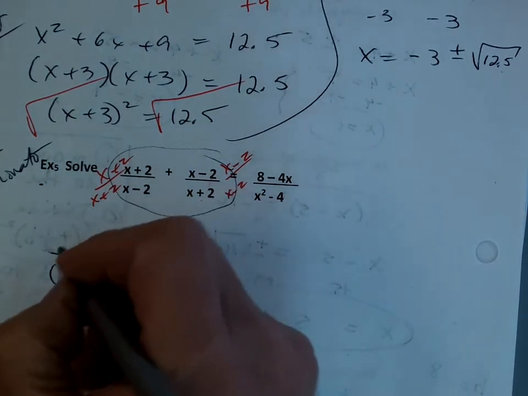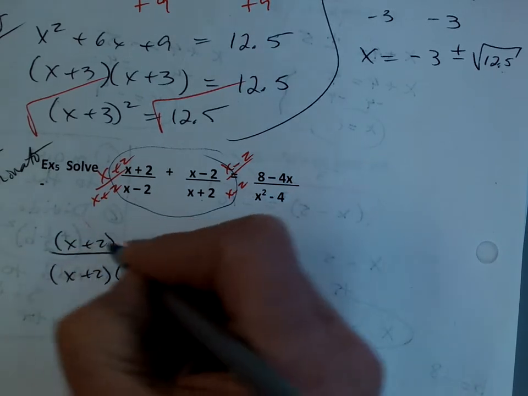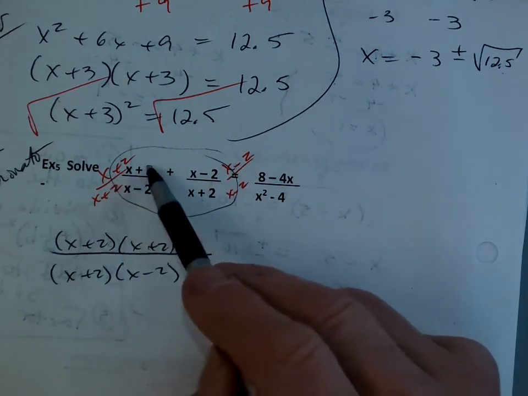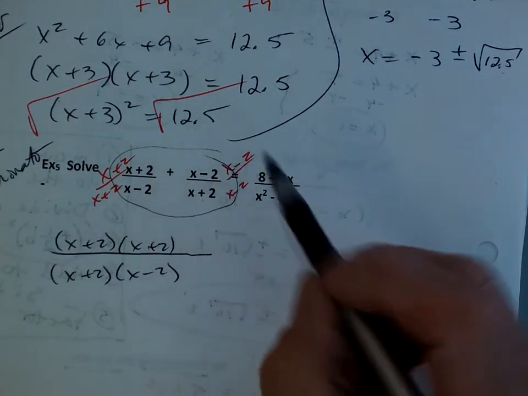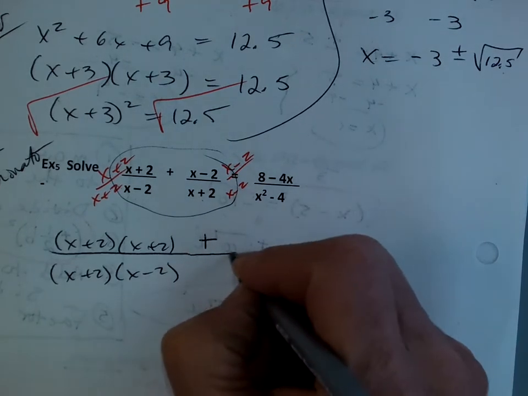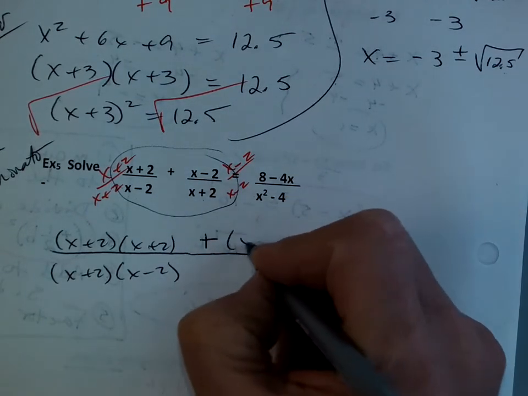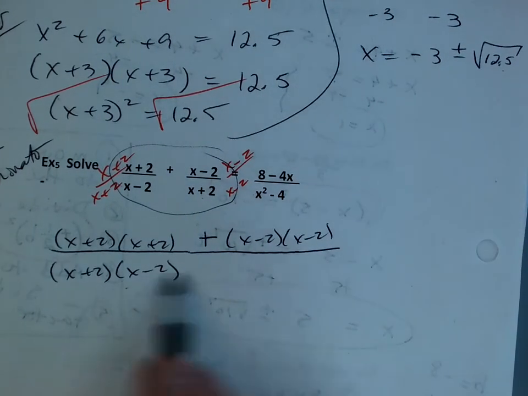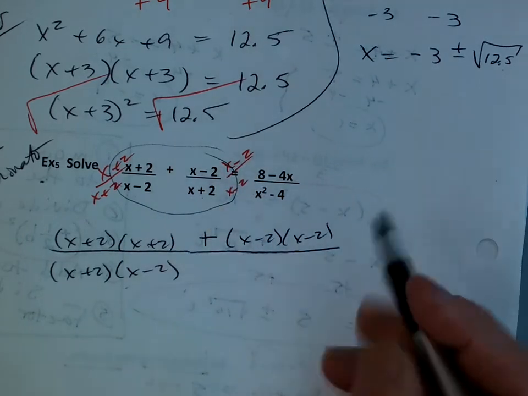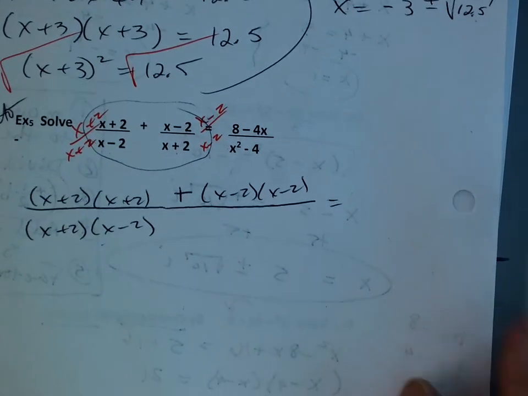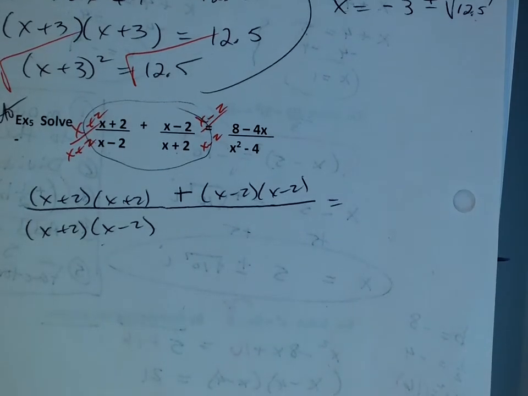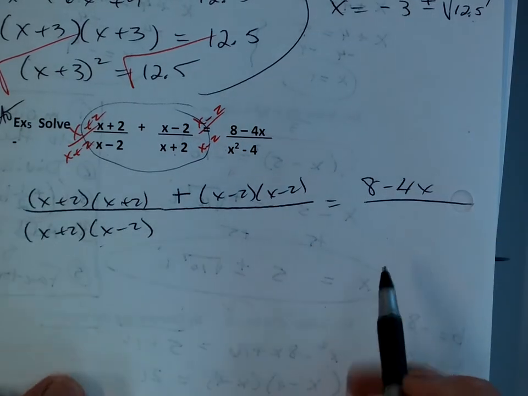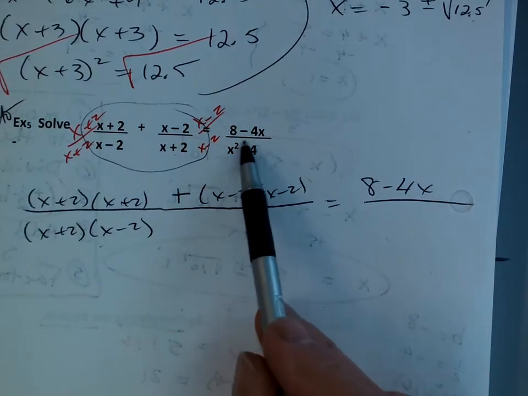And then the numerator is going to be my x plus 2 times my x plus 2, because I'm just multiplying these two together, plus x minus 2 times x minus 2, okay? Over my denominator. Equals, well, man, this problem's big and ugly, but it's going to get small pretty soon, trust me. Equals 8 minus 4x over, oh, this looks familiar.